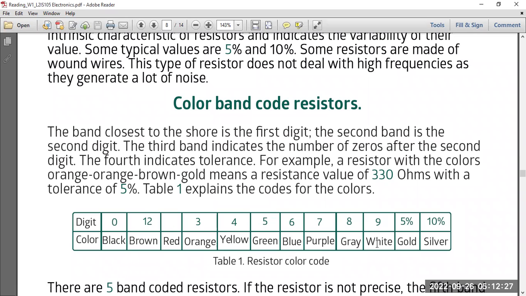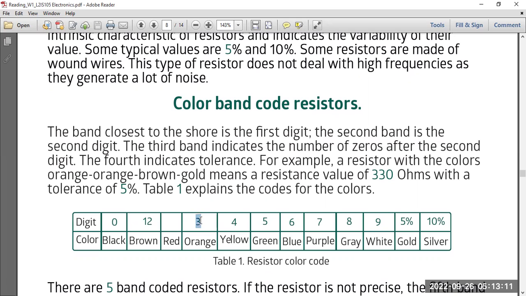Now, how do I remember? Start with B. B, B, Roy. B is for black, B is for brown, R is red, O is orange, Y is yellow. B, B, Roy, G, B, P, G, W. So that's how we remember it. If you remember this spell, it will be easy for you to understand: B, B, Roy, G, B, P, G, W.